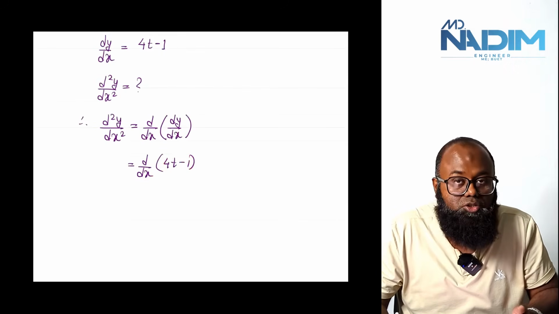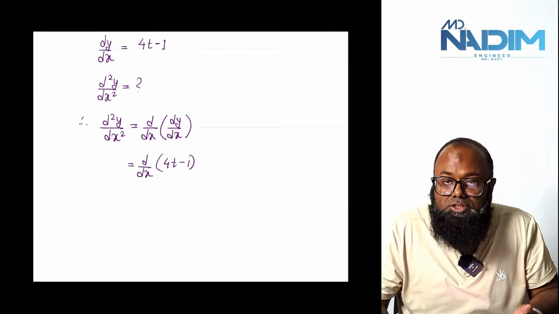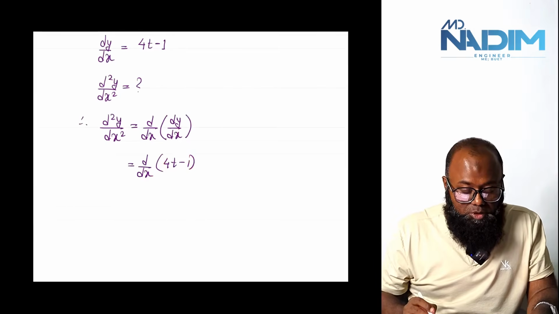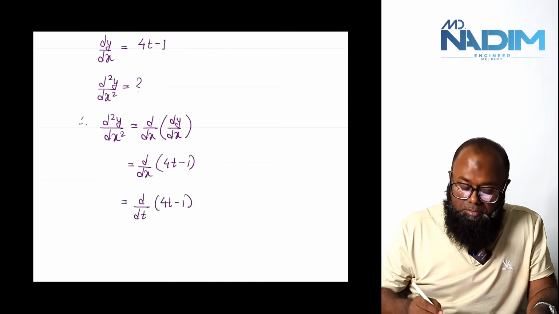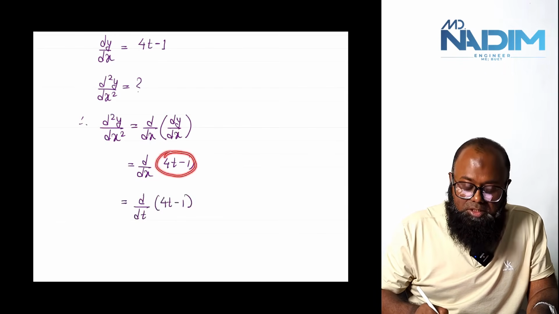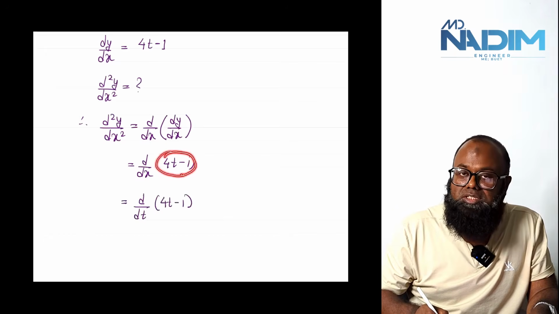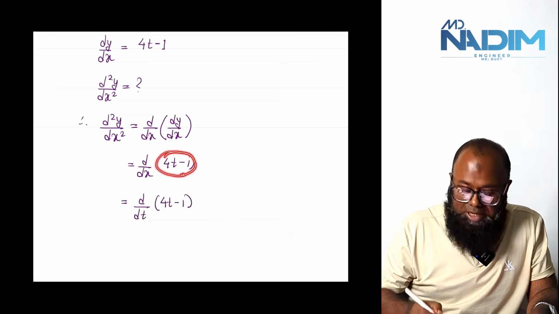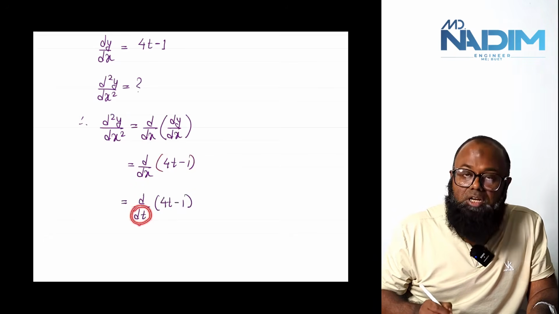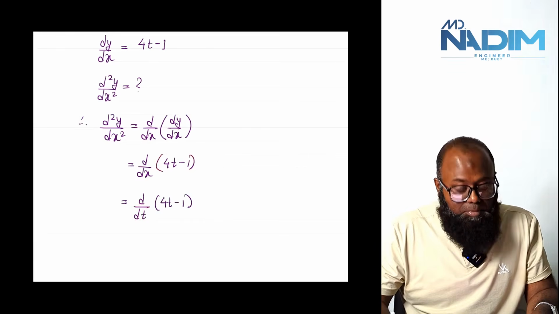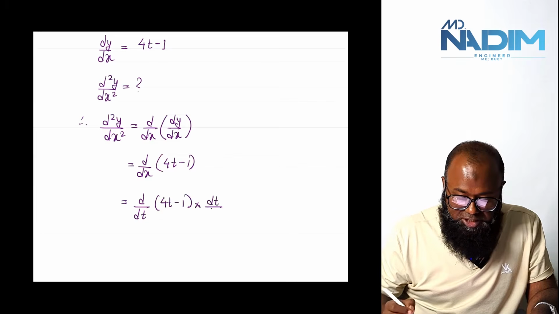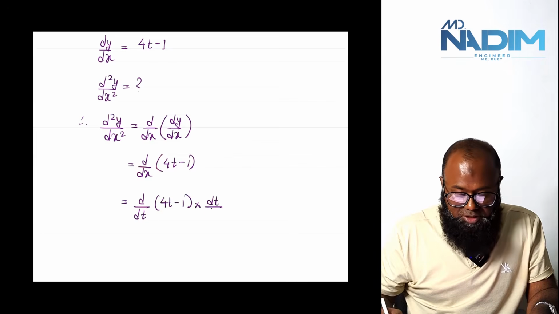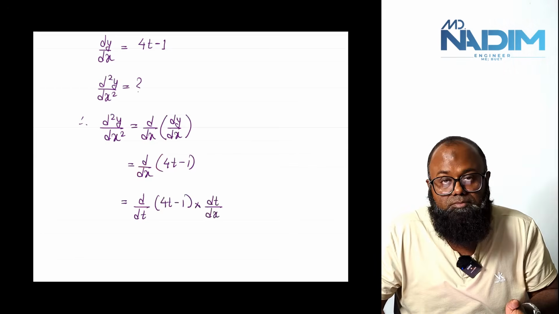So what we need to do is apply the chain rule like this. We will do d by dt of 4t minus 1. Why t? Because the function here is a function of t. That is why we have taken dt here. Now we can balance this out by applying the chain rule, multiplying by dt and putting dx at the denominator. So it is balanced out.